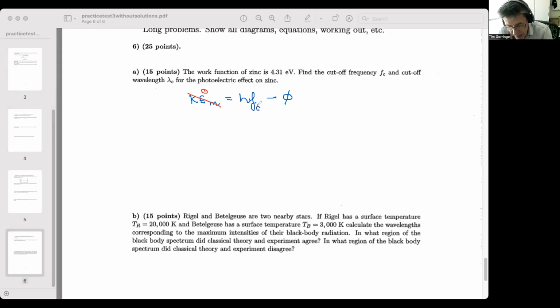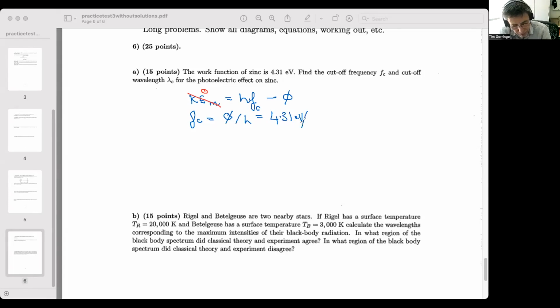So this frequency in here is going to be the cutoff frequency, and it will determine the cutoff wavelength. If I rearrange this equation with the kinetic energy being 0, I get an equation for the cutoff frequency, and the cutoff frequency will simply be the work function of the material divided by Planck's constant. We know the work function of the material. It was 4.31 electron volts.